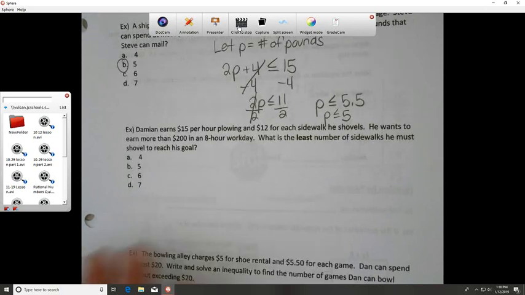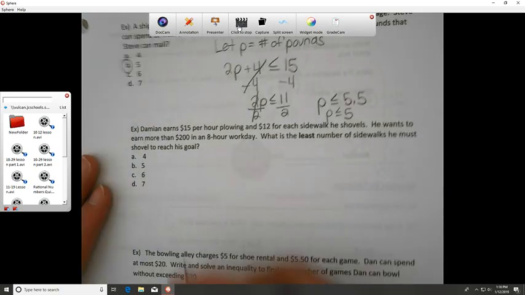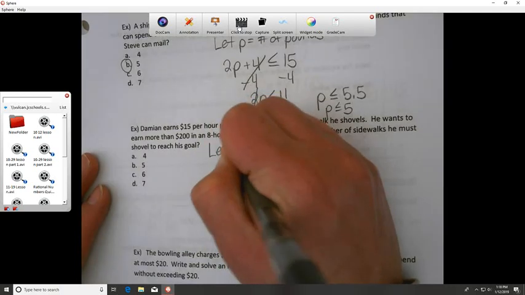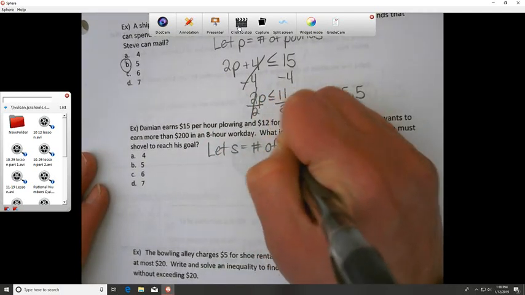All right, so if we look at the next one, it says Damien earns $15 per hour plowing and $12 for each sidewalk he shovels. He wants to earn more than $200 in an 8-hour workday. What is the least number of sidewalks he must shovel to reach his goal? So we're looking for the number of sidewalks. So I'm going to say let S equal number of sidewalks.